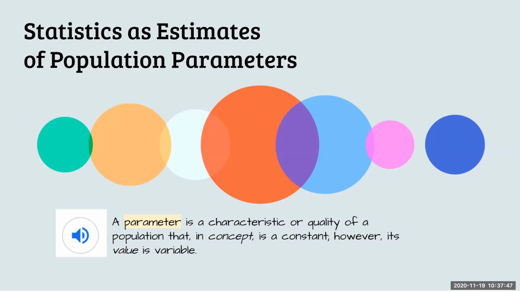Statistics as estimates of population parameters. A parameter is a characteristic or quality of a population that in concept is a constant, however, its value is variable. As an illustration, let's consider circles. One of the parameters of a circle is its radius. In concept, the radius is a constant. It is the same for every circle, simply the distance from the center of the circle to the perimeter. But in value, it varies. The parameter for different circles changes depending on the size of the circle.